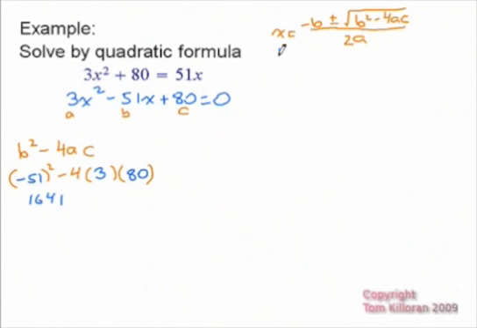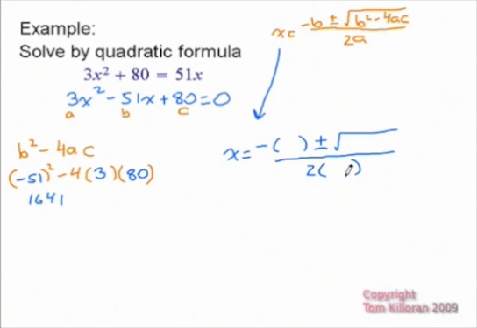Alright, so let's just continue on with the quadratic formula. We can say x is equal to negative b plus or minus the square root of b squared minus 4ac, all over 2a. But I have set it up in a way that I can just do all my substitutions. Alright, so let's put our discriminant in. That's 1641. That goes under the square root.